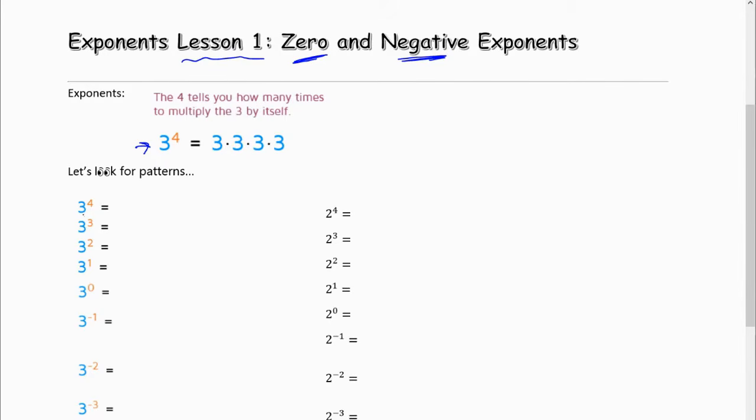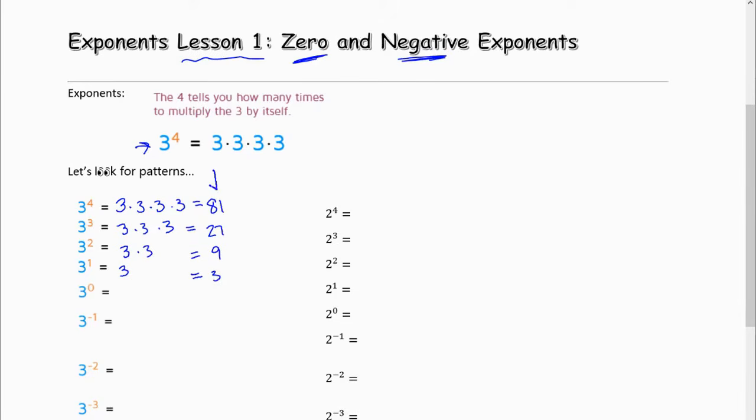So we want to explore what happens with some of these exponential expressions. So here I have 3 to the 4th power, and we've already said that that was 3 times 3 times 3 times 3. If I have 3 to the 3rd power, that is 3 times 3 times 3. 3 to the 2nd power would be 3 times 3. 3 to the 1st power would just be a 3 by itself. So let's just expand these just to know what these values are. 3 to the 4th power is 81. 3 to the 3rd power is 27. 3 to the 2nd power is 9. And 3 is just equal to 3.